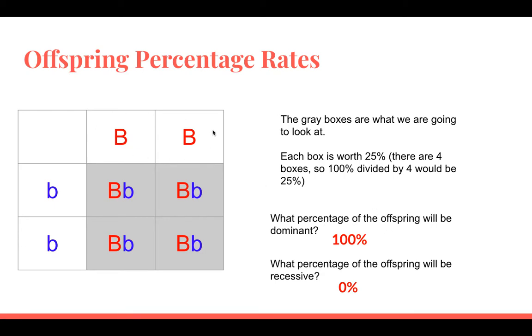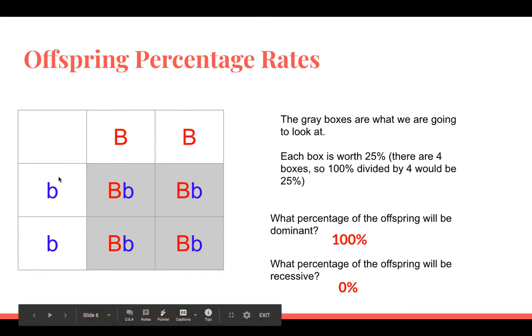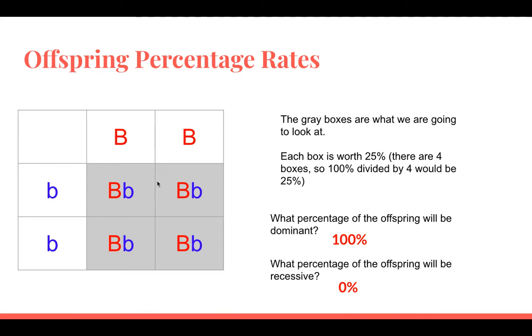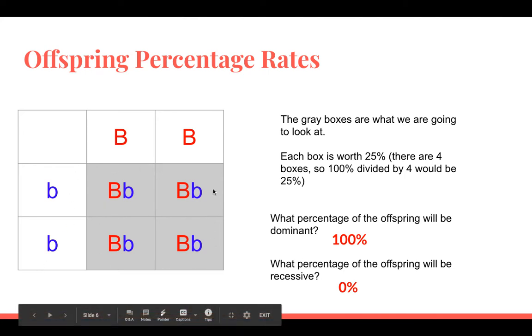We are never incorporating mom or dad's genotypes into this percentage. We're only looking at what the offspring could be. So, for example, if mom has brown hair and carries both of the dominant genes, and dad has blonde hair and carries both of the recessive genes, every single child will have brown hair.